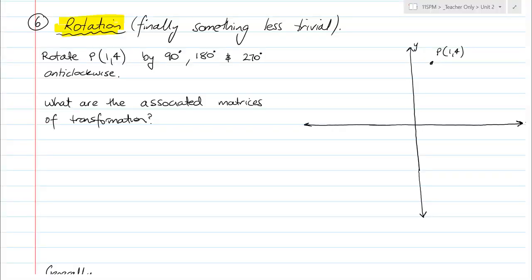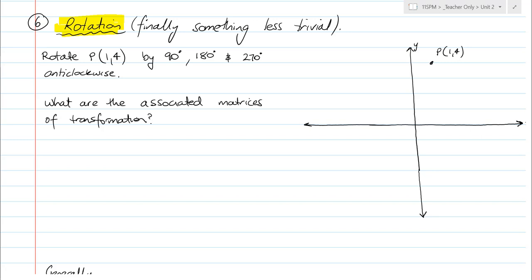Okay, so I've set up a bit of a question there about rotating 1, 4 by 90, 180 and 270 in an anti-clockwise direction. I want to know what the associated matrices of transformation are, but let's first decide what the actual coordinates are. Can you tell me the rotated coordinates of point 1, 4? It is important to recognise here, and I haven't put it down, that I want to rotate about the origin.